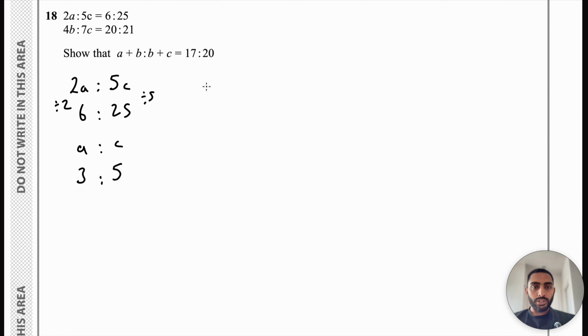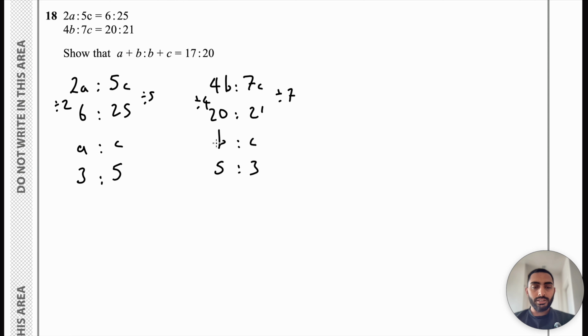Then I've got this next ratio. I'm going to do the same thing. 4b to 7c is equal to 20 to 21. So I'm going to divide both of these on the left hand side by 4. 20 divided by 4 gives me 5. Same thing with this c, dividing both by 7. That gives me c. 21 divided by 7 is 3.